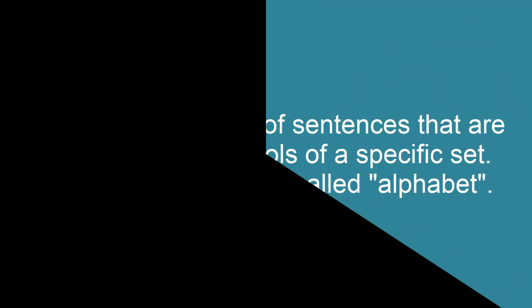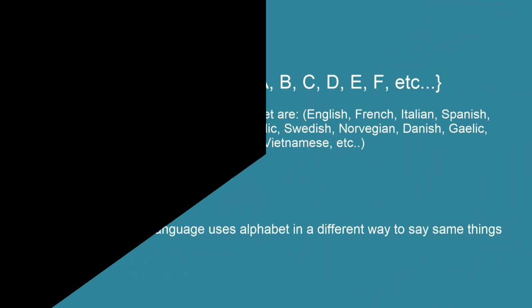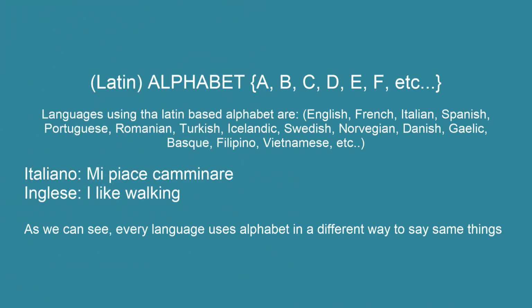A language is made of sentences that are sequences of symbols of a specific set. This set of symbols is called an alphabet. If we give an alphabet to a language, this will be its product, but not the only one. This happens because not all sentences formed with this alphabet are sentences of the same language.